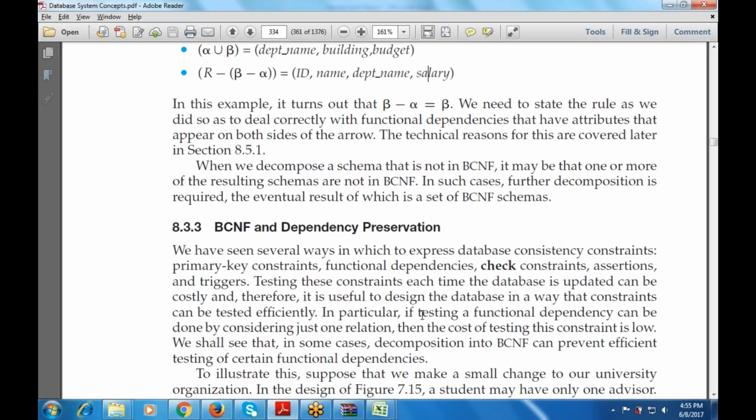And we have also seen several ways in which to express database consistency constraints: primary key constraints, functional dependencies, check constraints, assertions, and triggers. Testing these constraints each time the database is updated can be costly, especially when it is updated very quickly. So this is how functional dependencies are tested, which can be done by using the functional dependencies in some cases.